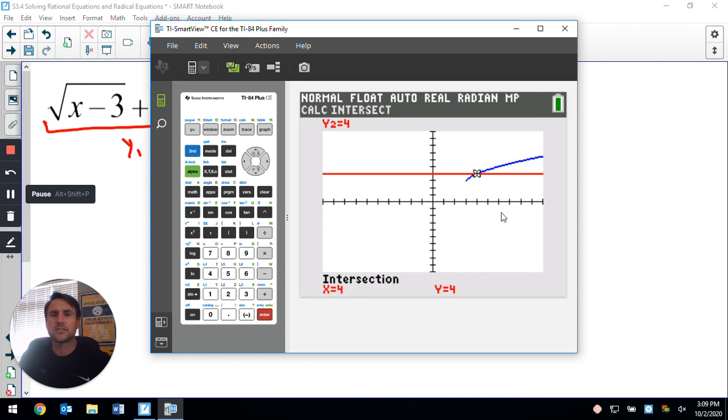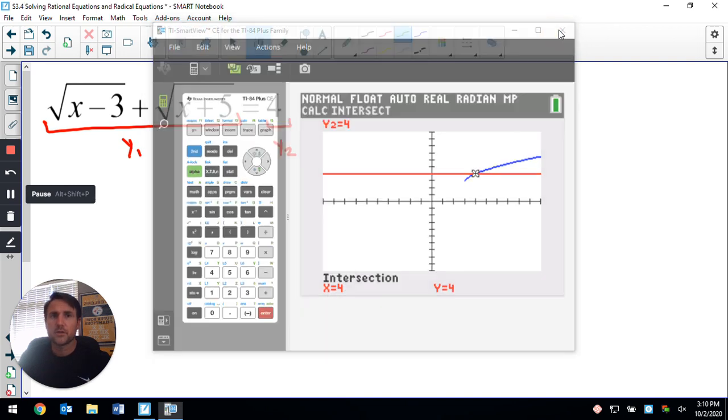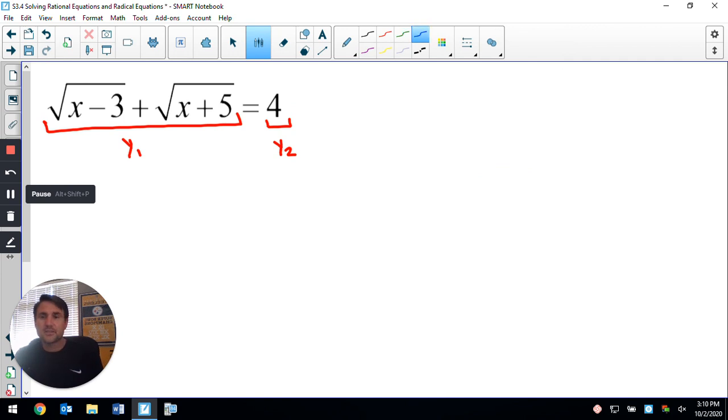All right, so lesson learned there. When you're trying to hit enter on this calculator, you need to be able to see the blinking cursor. Okay, so it looks like the point of intersection is when x is equal to 4. When x is equal to 4, and that is the solution. X is equal to 4.